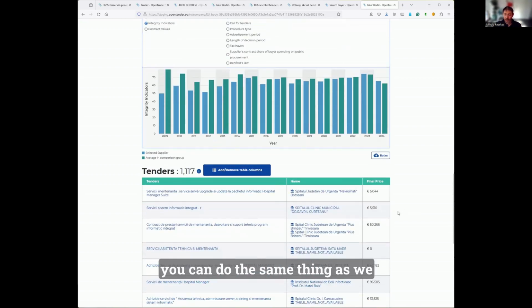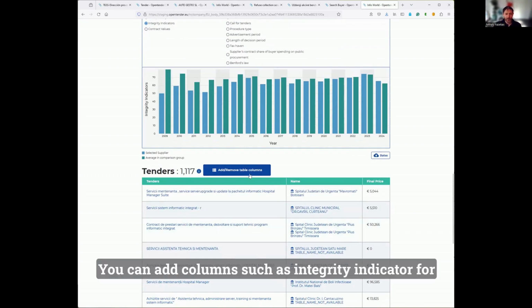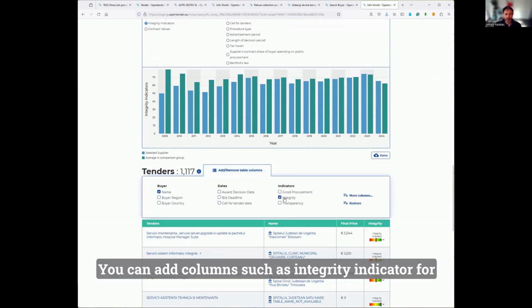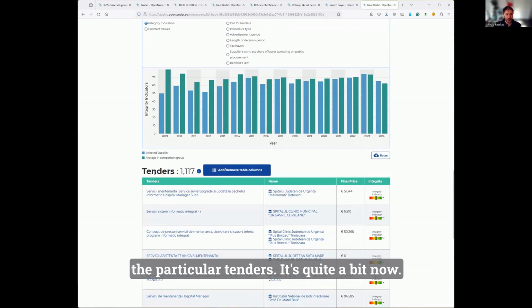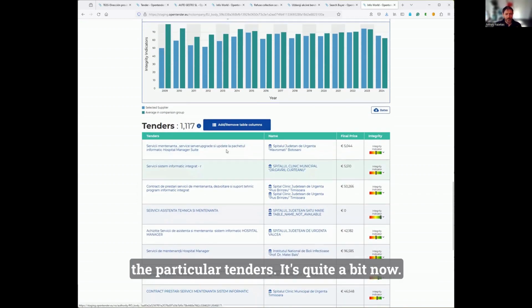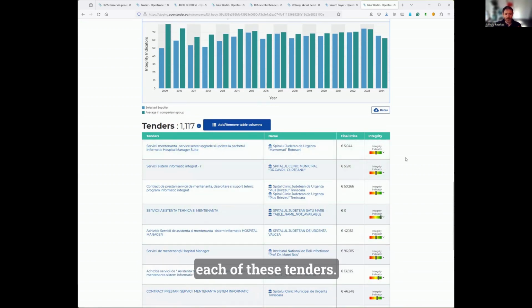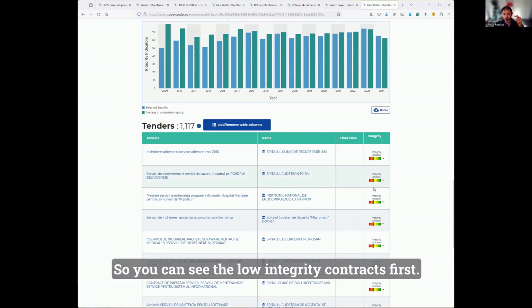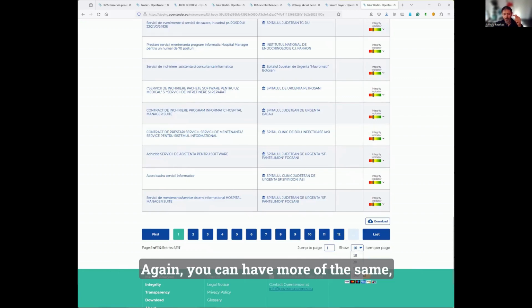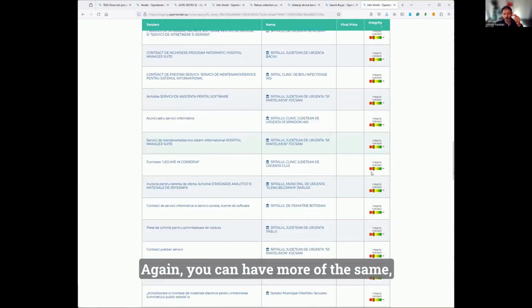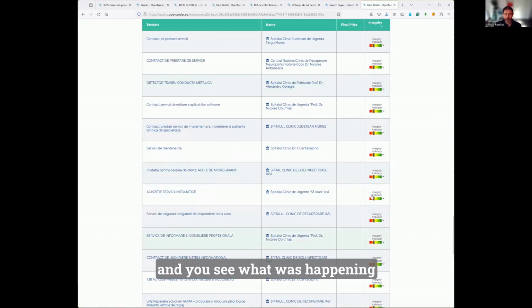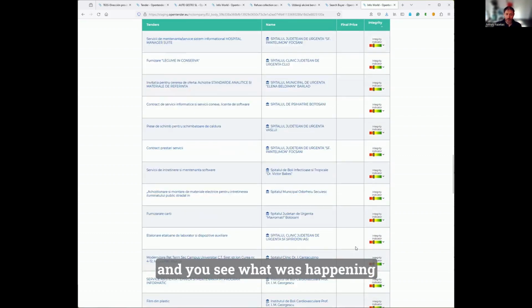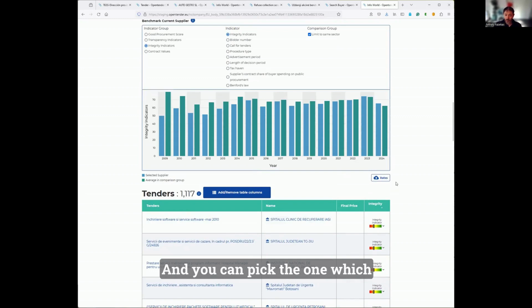And again, you can do the same thing as we did with the Spanish buyer. You can add columns such as integrity indicator for the particular tenders. It's quite a bit now, and then you can basically investigate each of these tenders. You can rank them by integrity, so you can see the low integrity contracts first. Again, you can have more of the same and then go down one by one, and you see what was happening in each of these contracts, and you can pick the one which you think is of high risk.